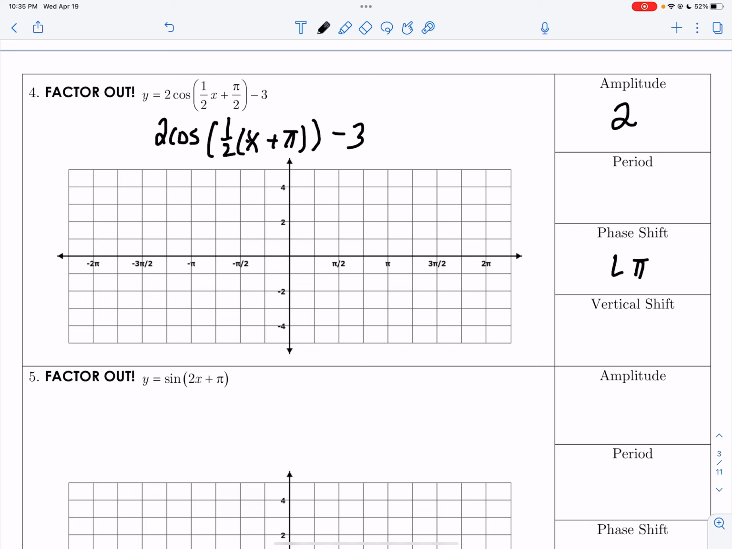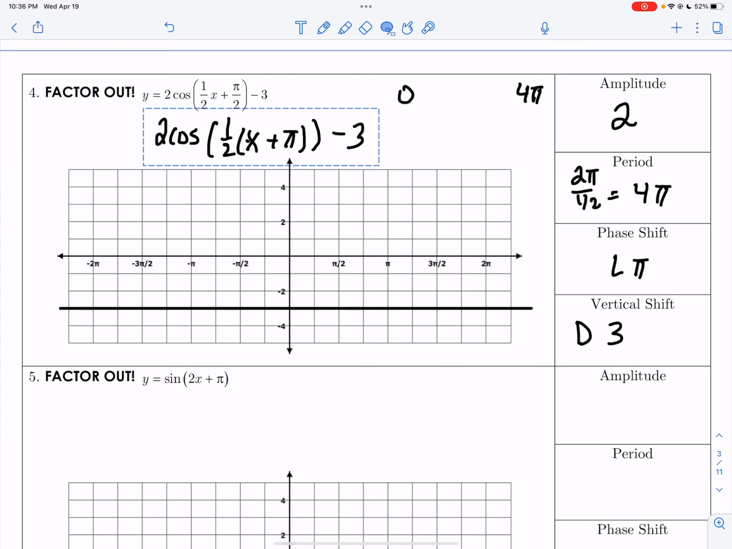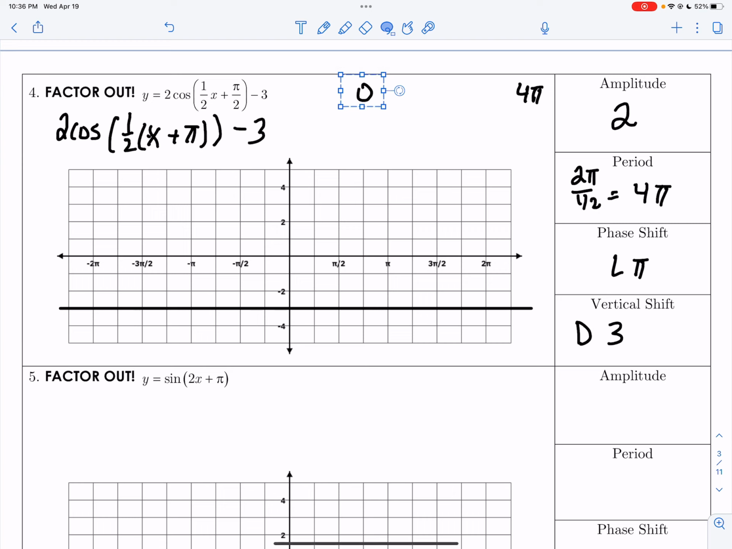My amplitude is 2, and then my period is 2 pi over 1/2, which is 4 pi, which essentially is going to take over this whole thing. I have a vertical shift of down 3. So my midline is at -3. All right, so my period is from 0 to 4 pi. I'm going to take quarter periods, so I'm just going to add a pi because 4 pi divided by 4 is just pi.